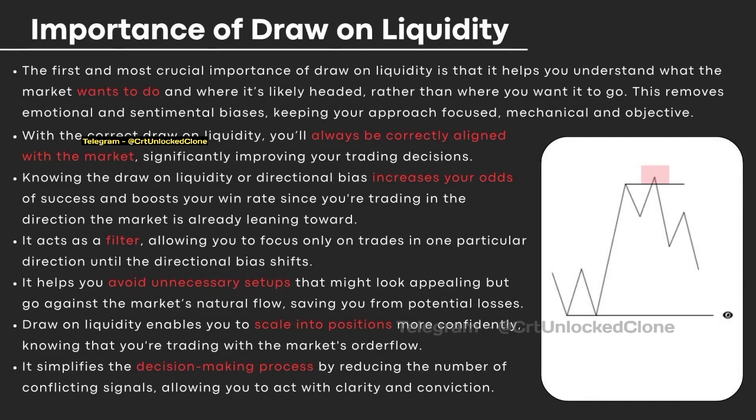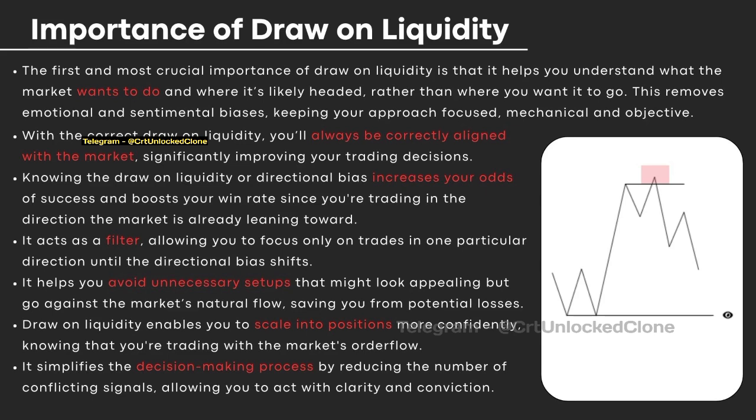Moving on to the next slide, right here we'll discuss the importance of having a clear directional bias and knowing where the drawn liquidity of the market is, right? The first and most important thing about drawn liquidity is that it helps you understand what the market wants to do and where the market wants to go and where it's likely headed, right? Rather than where you want it to go and where you are sensing it might go, right?